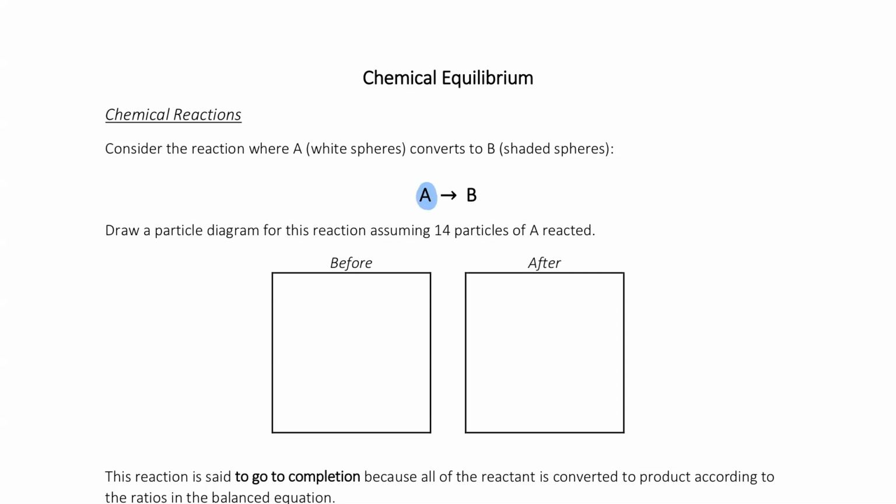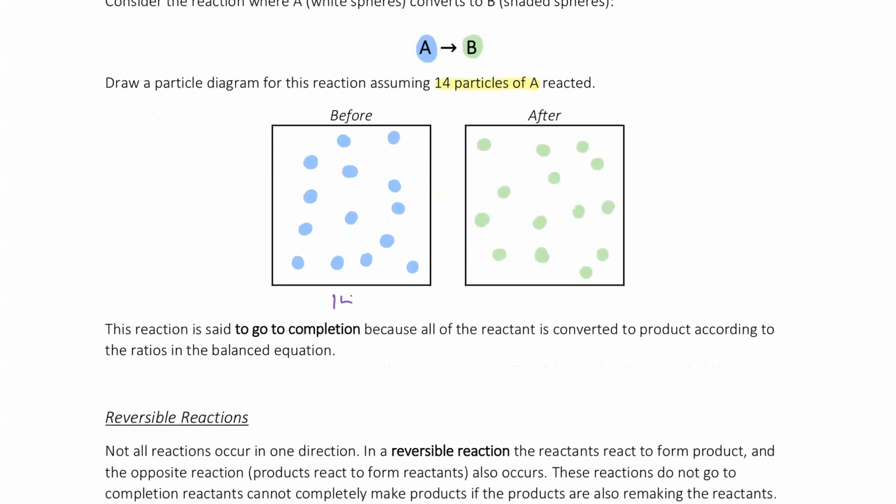Remember, when we do particle diagrams, we need to use a key. So we're going to start out by assuming we have 14 particles of A, and A is going to react to form B. So we're going to count these up. 8, 9, 10, 11, 12, 13, 14. And if this is forward only, then all of the A is going to form B. So I should end up with 14B. 14A to 14B.